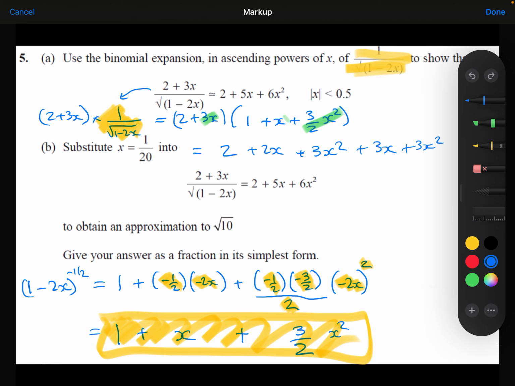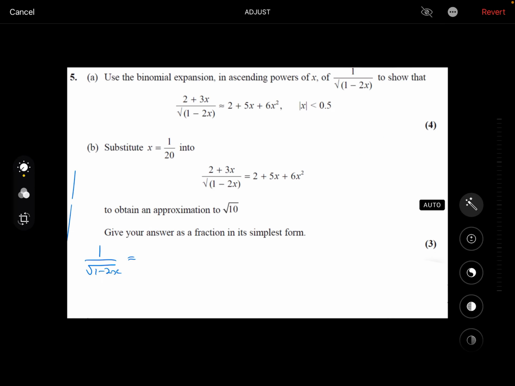I am, however, going to do some simplification here, collecting up the like terms. The 2 is by itself, so we'll just copy that down. The 2x plus 3x is 5x. And the 3x squared plus 3x squared is 6x squared. And that's what we needed to show for part A. Right, let's look at part B.